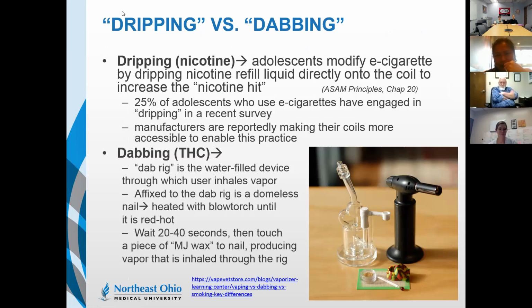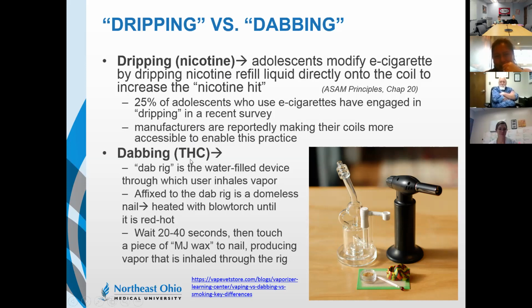And then I started to find these words, dripping and dabbing. So I thought dabbing was like a dance that 10-year-old boys did, but clearly it's other things as well. So dripping, which refers mostly to nicotine, is when your adolescent modifies their e-cigarette. And what they do is they drip the juice right onto the coil to increase the hit of nicotine that they get. And when they surveyed kids, a quarter of them had engaged in dripping. So a lot of adolescents know about it. And the manufacturers were reportedly making their coils more accessible, which would enable the teenagers to do this more easily.